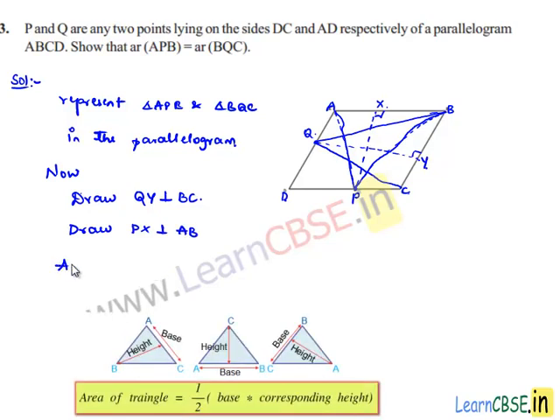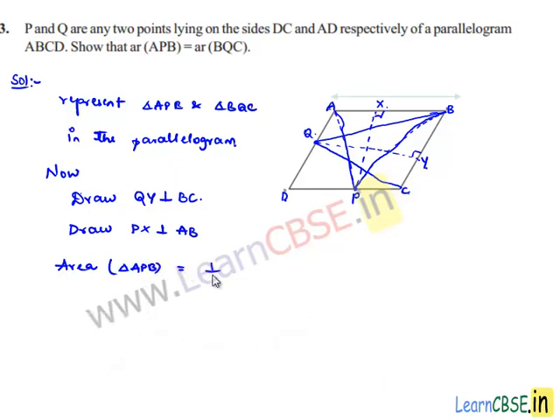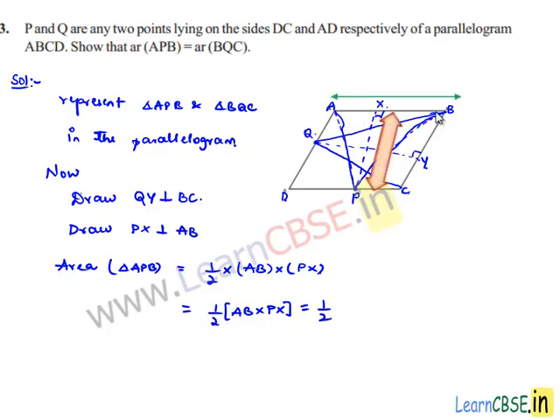Now separately let us find the area of both the triangles. Area of triangle APB will be equal to half times base, that is AB, times height here is PX, that is equal to half times product of AB into PX. Here in parallelogram ABCD, if we consider AB as base, then PX will be the corresponding height. Therefore in a parallelogram, the product of base into its corresponding height is area of that parallelogram. Therefore we can replace the AB into PX as area of parallelogram ABCD.